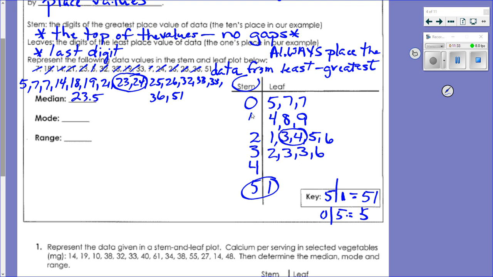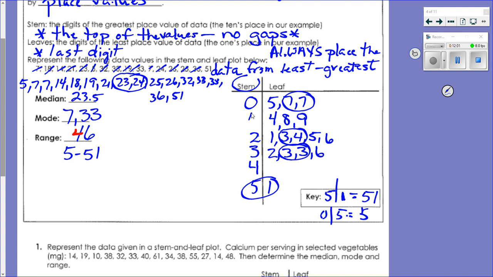My mode. What is mode? It means the number that repeats the most often, right? So what number repeated itself? 2 of them. I have 7 and I have 33. So I have 2 modes, 7 and 33. What is my range? Well, my smallest number is 5. My biggest number is 51, giving me a range of 46.